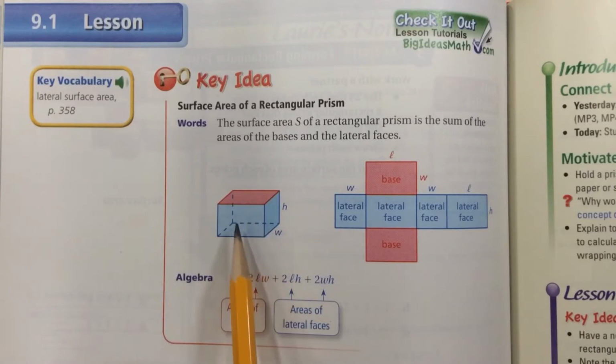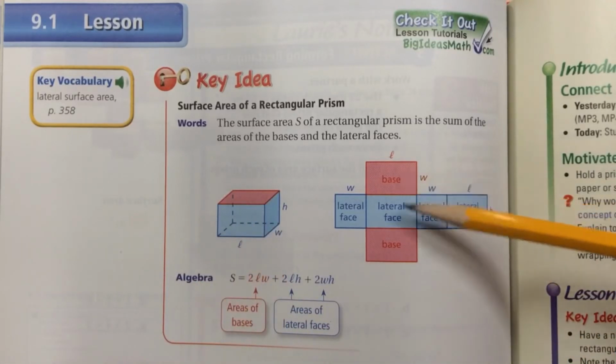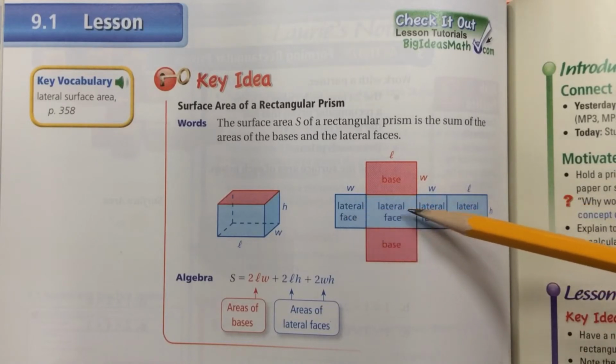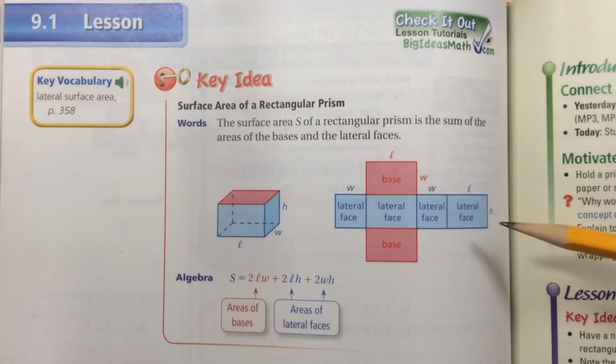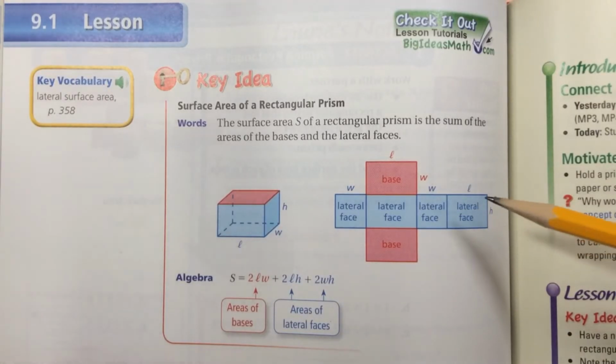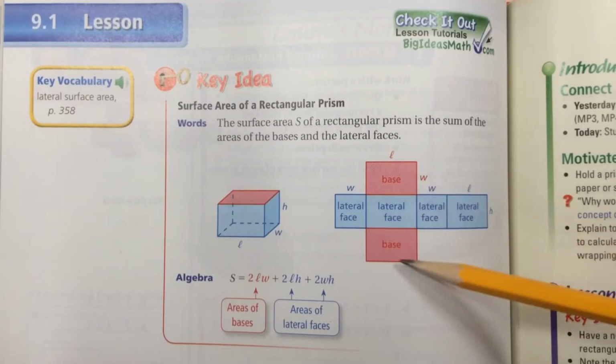When you break it apart, let's pretend this is a cardboard box, and you break it apart, it would look something like this, where here's the top, here's the bottom, and here are the sides. We call the sides lateral faces. Remember, lateral means side, so lateral faces. So we would add up all six of these faces.